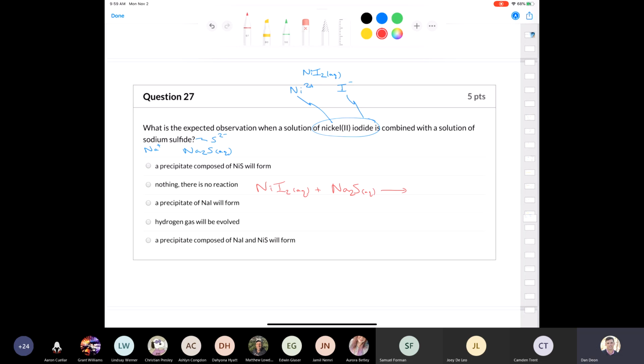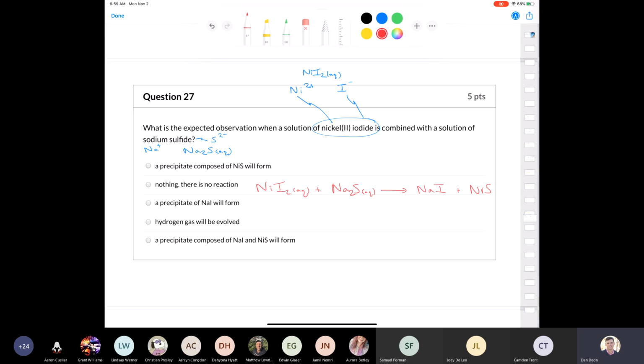Okay, and what's going to happen? Well, remember, these are aqueous, right? So that means we're going to have a solution that's got nickel ions, iodide ions, sodium ions, and sulfide ions all in the same reaction flask. And some of those sodium ions are going to see iodide ions, aren't they? And they're going to form sodium iodide. Some of those nickel ions are going to see sulfide ions, and they're going to combine to form nickel 2 sulfide.